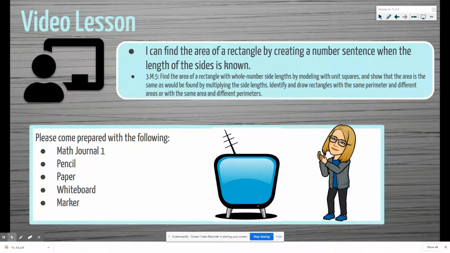So your objective for today is to find the area of a rectangle by creating a number sentence when the length of the side is known. So when we know the sides, but we don't know how many boxes are on the inside to help us count.